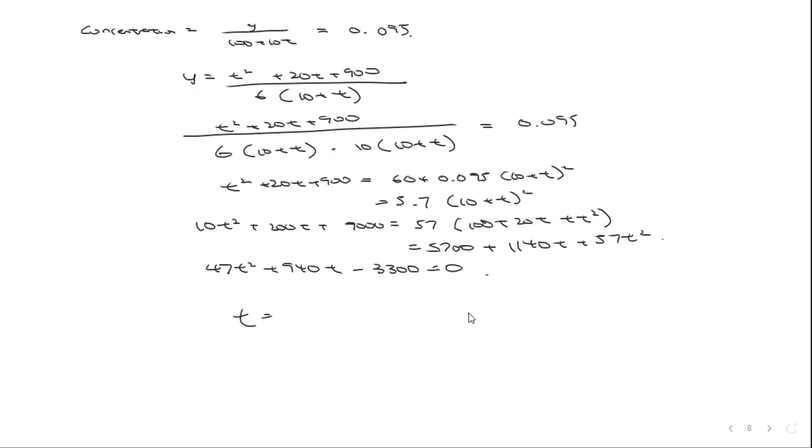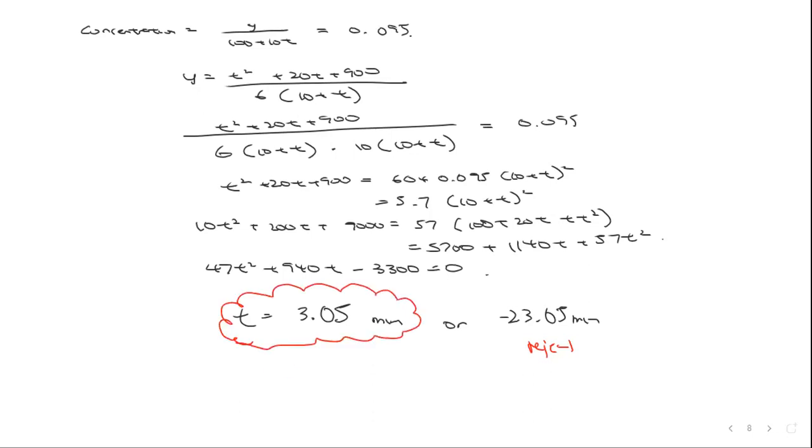Giving us an answer of 3.05 minutes. I mean, the other answer, we'll just check, should be rejected. Negative 23.05 minutes. Clearly that's rejected. So give your answer in minutes correct to 2 decimal places. This will be our answer. And that's how you do it.